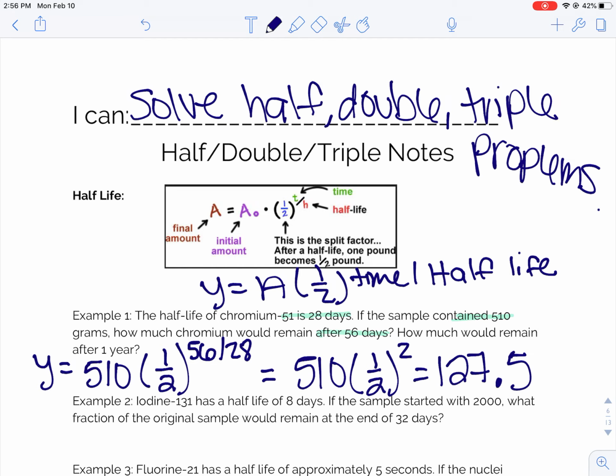Okay? Now, the next question says how much would remain after 1 year. The process is exactly the same, but notice that your half-life time is in terms of days and the total amount of time is in terms of years. So you have to figure out how many days are in a year. Well, I know that there are 365 days in a year.